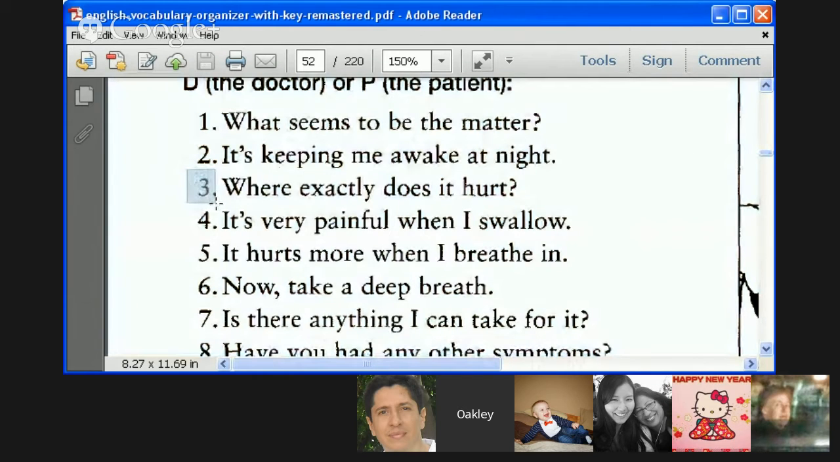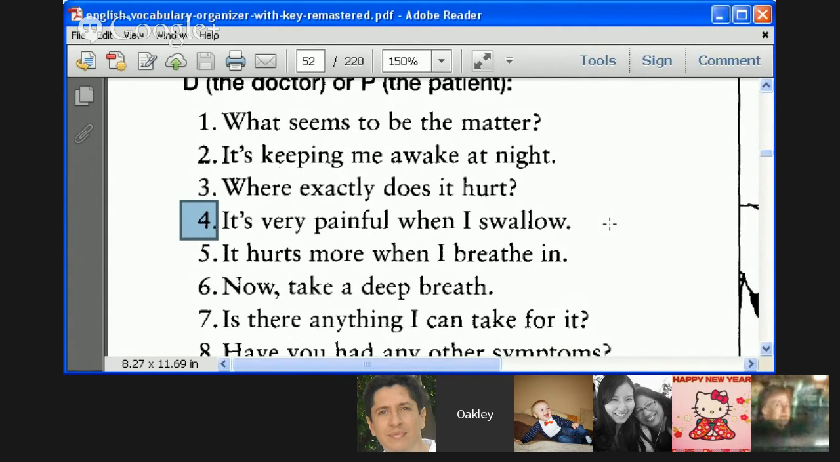Okay. Number 3, Heidi. Where exactly does it hurt? A doctor. Obviously. Very, very strange for the patient to say that. Okay. Obviously, just trying to direct his attention to the exact problem. Okay, that one's easy. Rolando, number 4. It's very painful when I swallow. The patient.